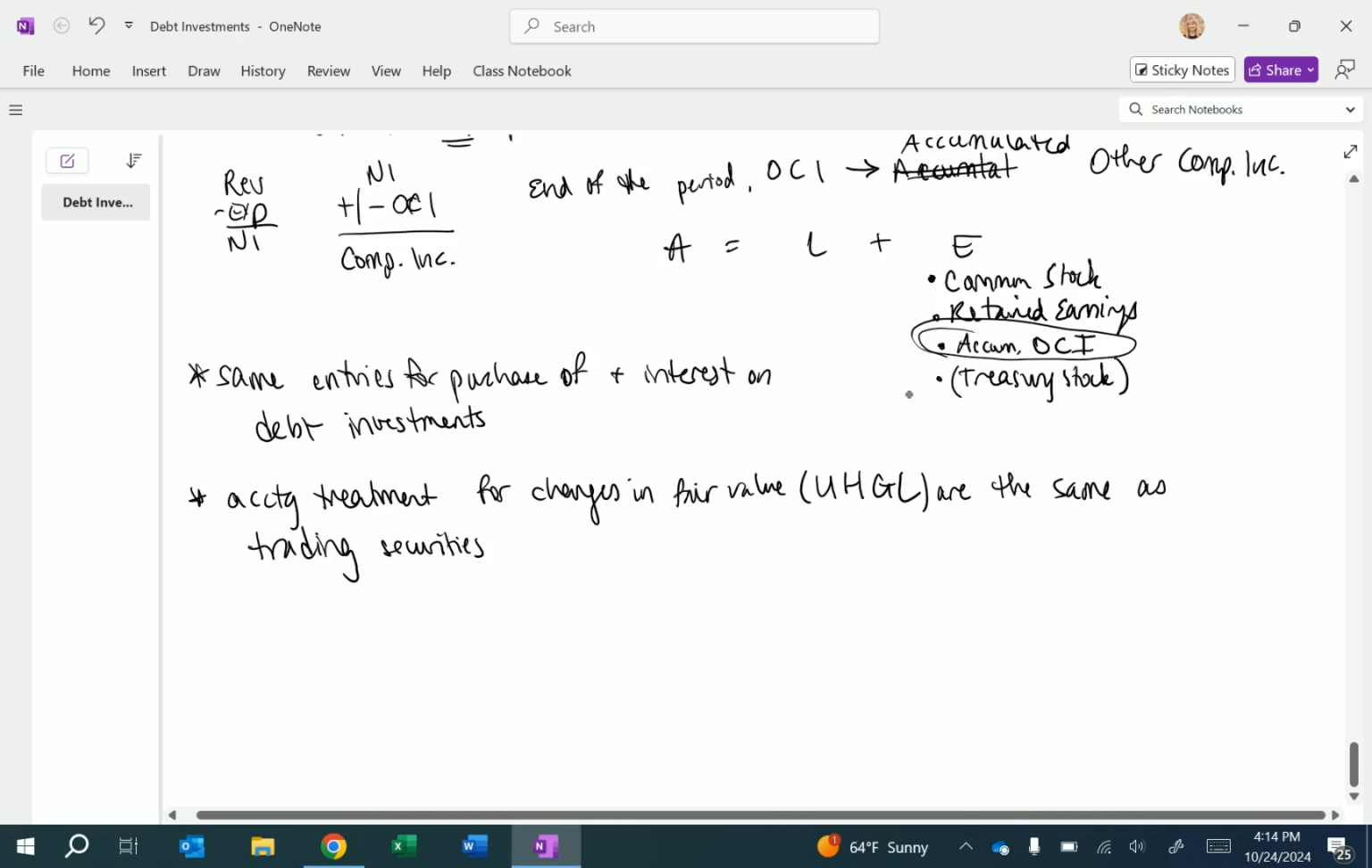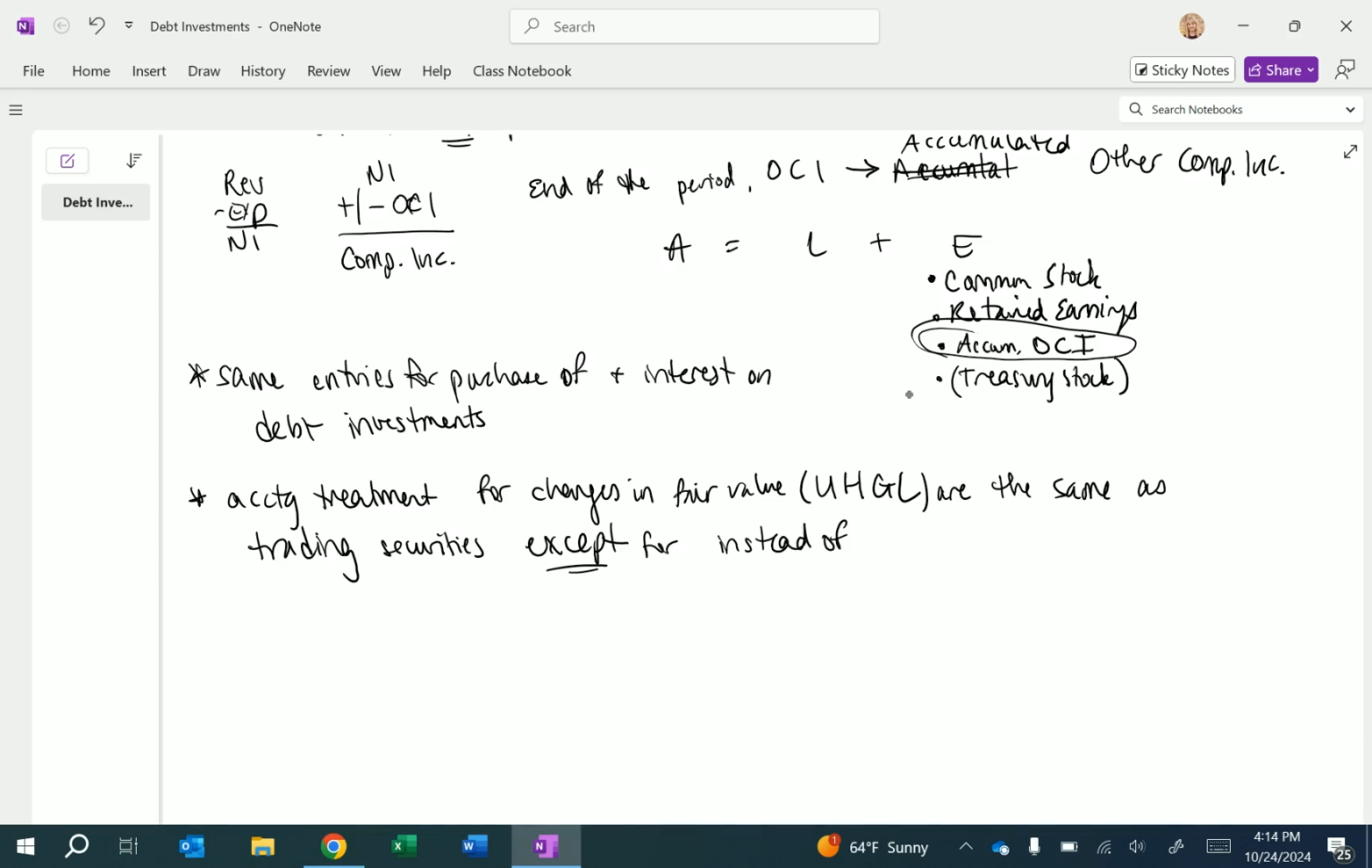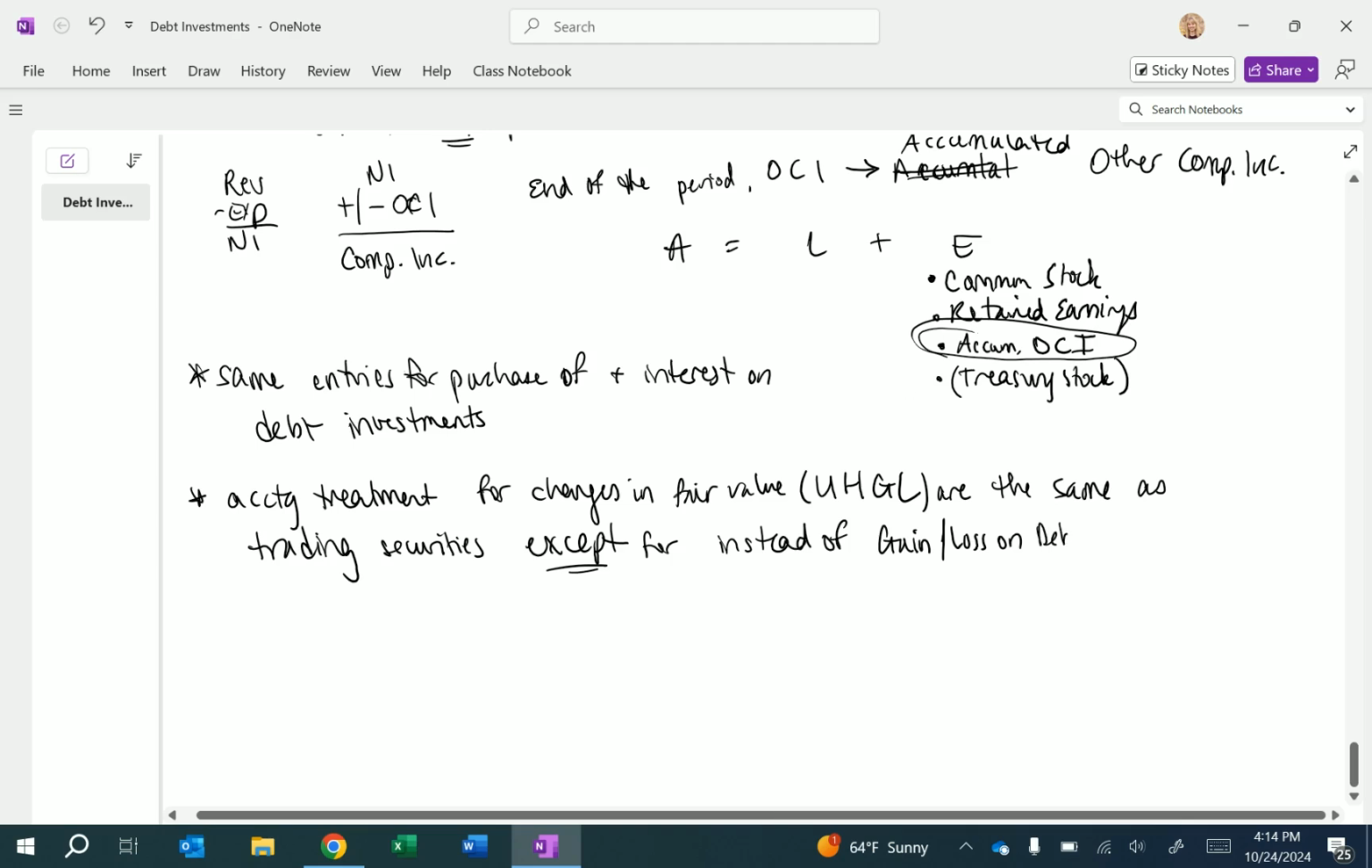So bonds classified as trading, except for... when we had trading securities and we were recording that fair value adjustment, one side of the entry was fair value adjustment. The other side of that entry was either a gain if it was a credit, or a loss if it was a debit, on debt investments. And then in parentheses we said unrealized, comma, net income.